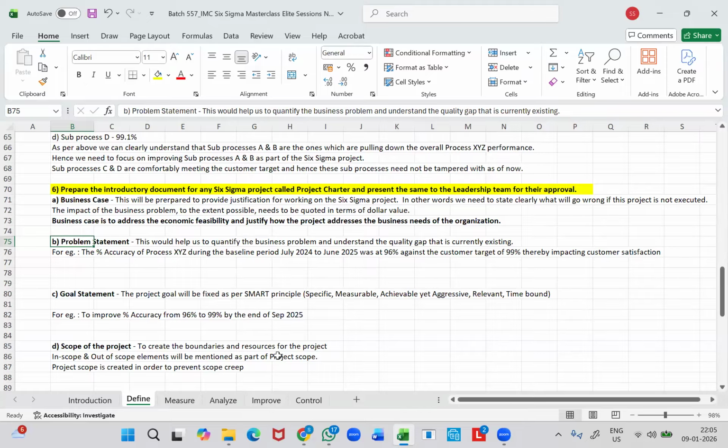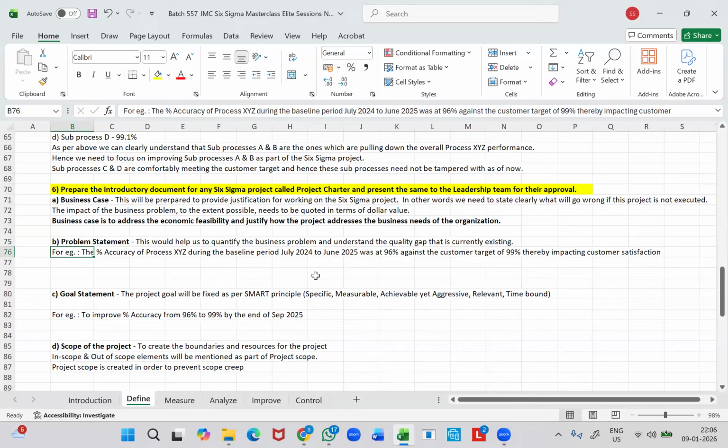So the simple template for the problem statement would be something like this. In fact, this can be used as a format for your project exercise as well. So you don't have to write anything more than what is quoted here. The problem statement will be something like this. Percentage accuracy is considered as a CTQ metric for improvement. Percentage accuracy of process XYZ during the baseline period, July 2024 to June 2025.